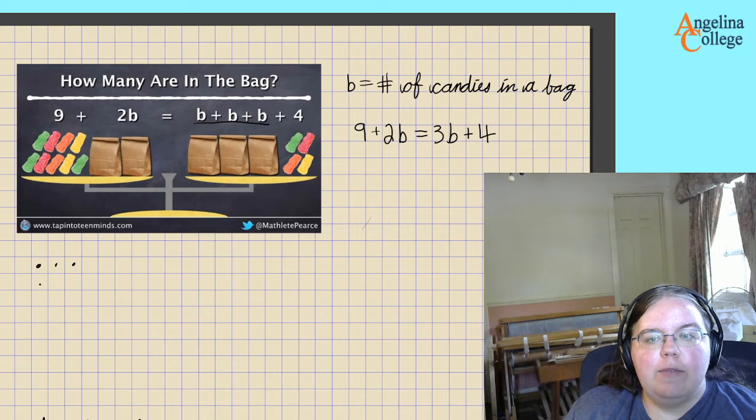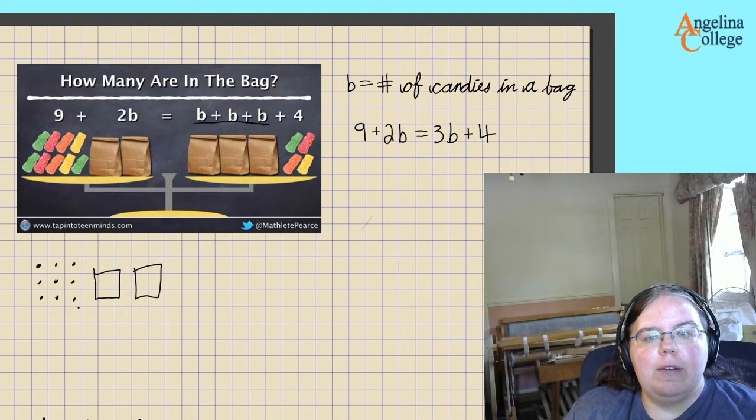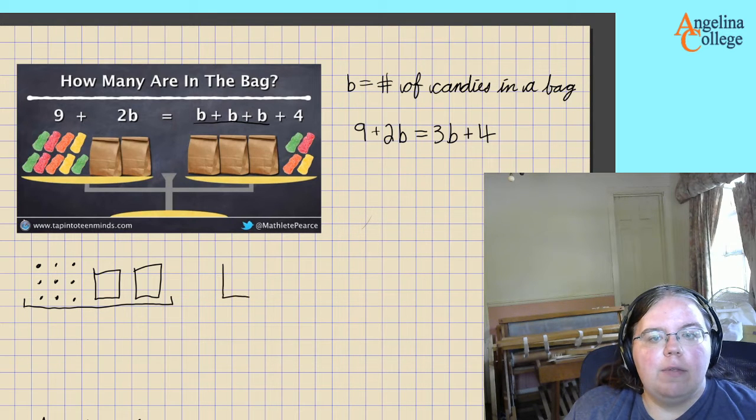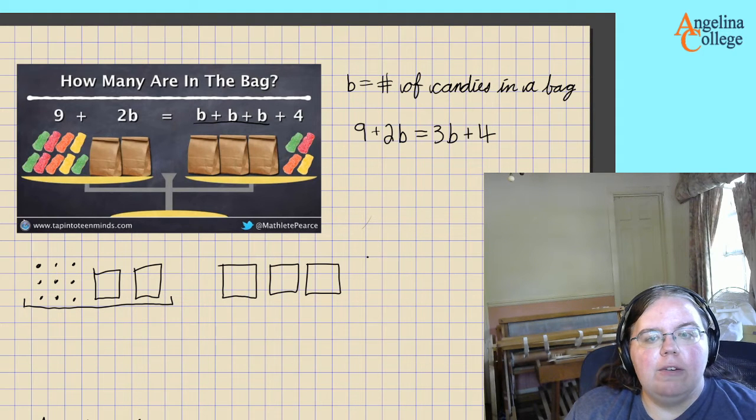Now another thing we could do, and I'm going to actually diagram this out. So we have 9 individual candies here. I'm going to represent those with dots, and 2 bags that hold each an indeterminate amount of candy. And on the other side, we have 3 bags, again, each holding the same but indeterminate amount of candy, and 4 individual candies connected to each other by a balance beam.